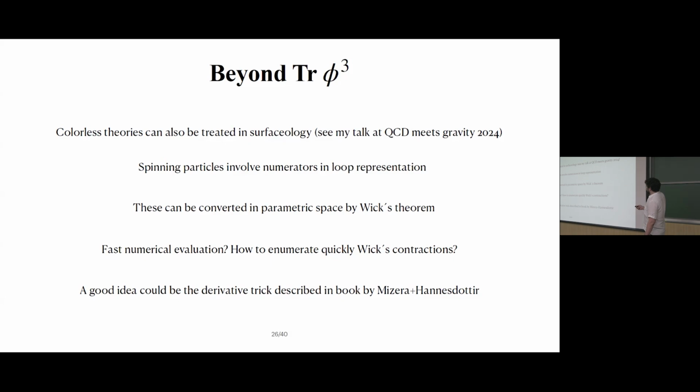And beyond colorless theories, the next question is how to deal with spinning particles. Spinning particles means that we have a numerator in loop momentum space. We can convert it into a parametric one. Here, by applying Wick's theorem to the Gaussian integration, the question is how to numerically evaluate it quickly. Put simply, how would you count very quickly the big contractions from the Gaussian integration? I don't know how to do this. I think a good idea is a derivative trick that was described in a book by Sebastian Mizera and Ofri Telem.